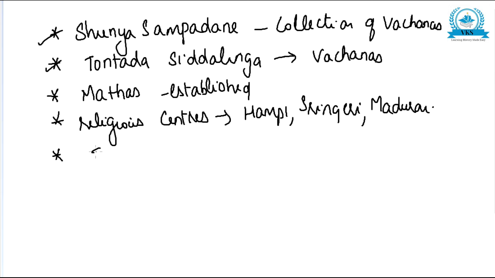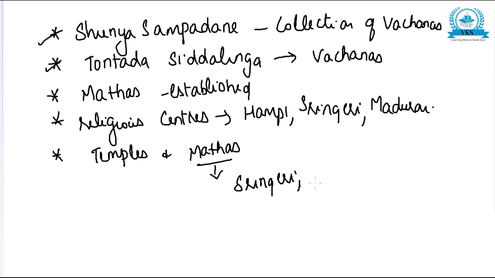Both temples and mathas were established, and both can be considered as religious institutions. There were different mathas during this time, such as the matha at Sringeri and Kanchi. The speciality was that they encouraged education and culture, in temples as well as mathas.